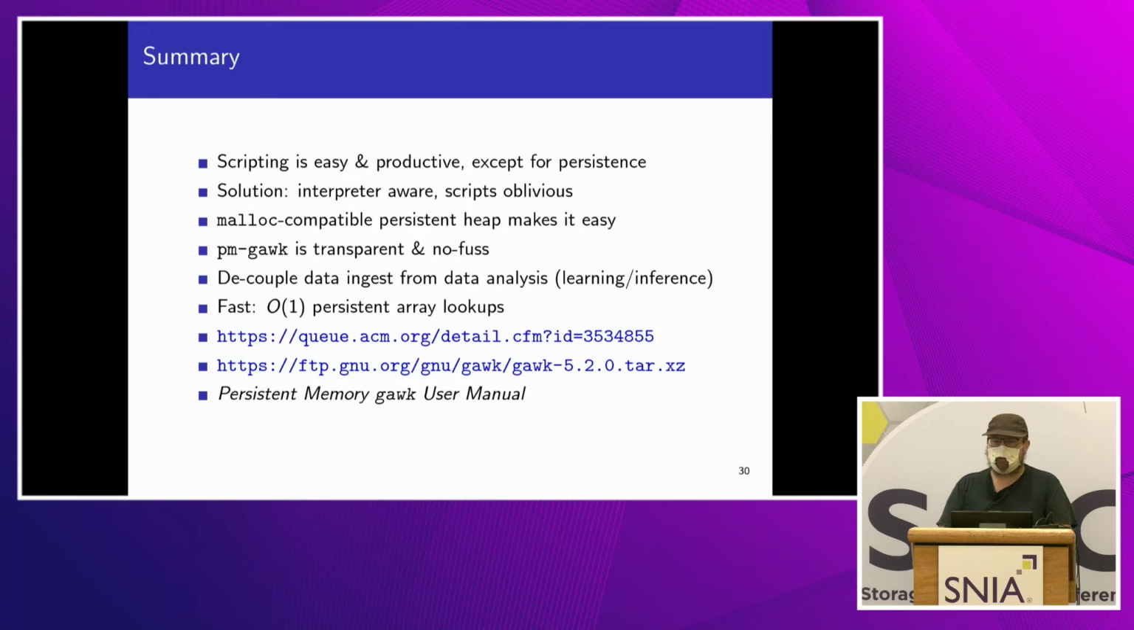Persistent memory gawk gives you zero fuss persistence. You can decouple data ingestion from data analysis. For example, in machine learning scenarios, you can decouple the learning phase from the inference phase. These can be performed by separate scripts that communicate efficiently via persistent heaps. PM gawk accesses only the specific memory pages that it needs, so persistent array lookups remain constant time operations.